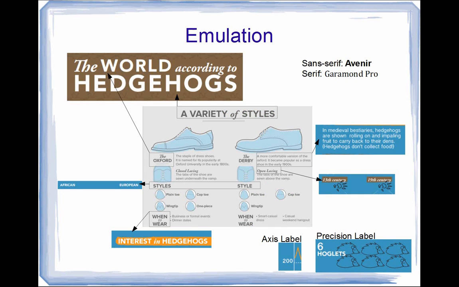The fonts I chose to mimic my model were Avenir in bold for the sans serif and Garamond Pro in oblique for the serif. I emulated the use of mixed serif and sans serif in headers, as well as the use of all caps for identity labels and subheaders. My model did not include axis or precision labels, but both were necessary in my final graphic, so I used the sans serif font for these numbers.